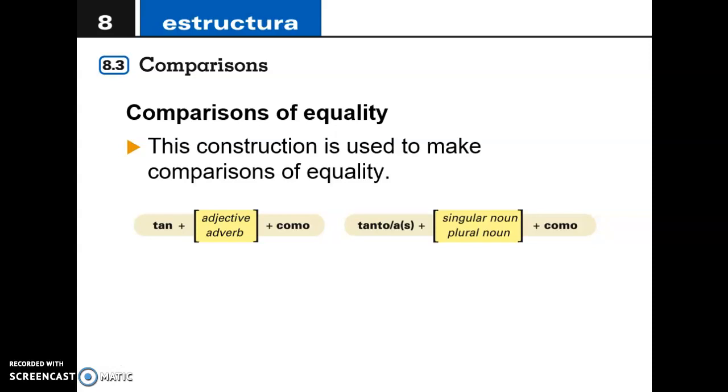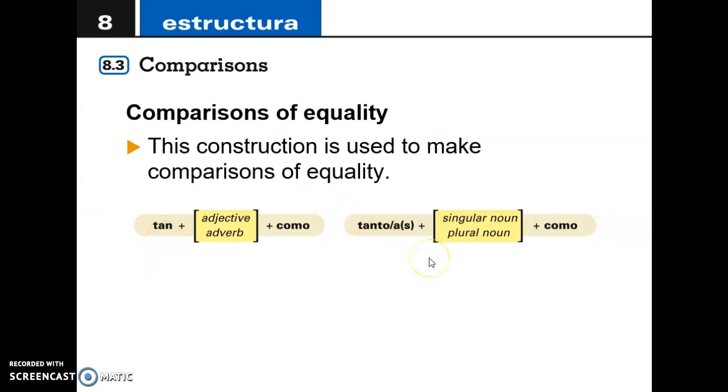mi gato es tan bonito como mi perro. My cat is as beautiful, as pretty as my dog. Or yo hablo tan rápido como ella. I speak as fast as she does. Yo hablo tan rápido como ella. Okay, so in both cases, I'm using in the first one an adjective, in the second one an adverb.